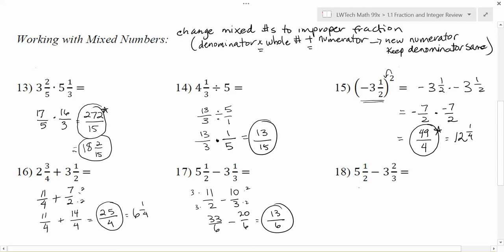With number 18, same deal, very similar problem. Here I get 2 times 5 is 10 plus 1 is 11 halves. Here I get 3 times 3 is 9 plus 2 is 11 thirds. Again, I'd need a common denominator in this problem, so I could try to get 6. Here I'd have to times by 3, so I get 33 sixths, similar to what I did last time. This time I'd have to times by 2, that would give me 22, and I'd end up with 11 sixths as a solution here for this particular example as well.